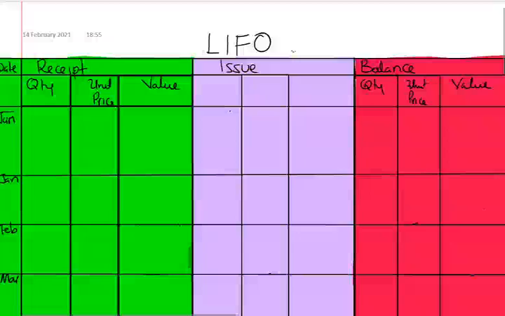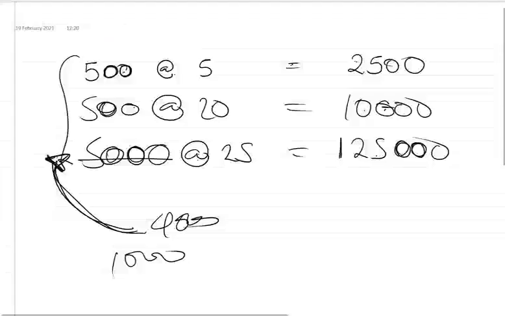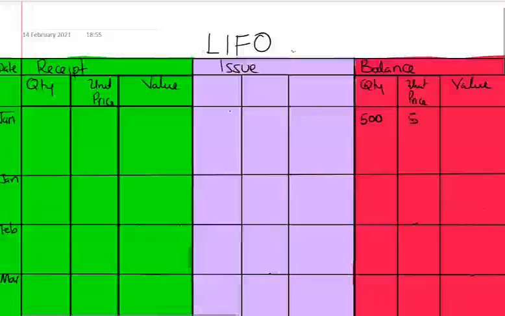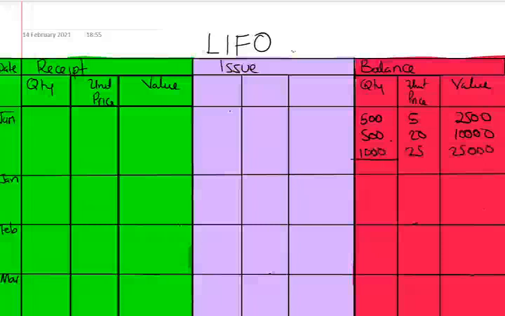That means if we are using LIFO, on 1 January what was in the balance was the 500 bought at 5, which is 2,500. Another 500, which was bought at 20, which is 10,000. And the remaining 1,000, which was bought at 25, which is 25,000. So together here, the opening inventory, which was said to be 2,000 units, has a value of 37,500.